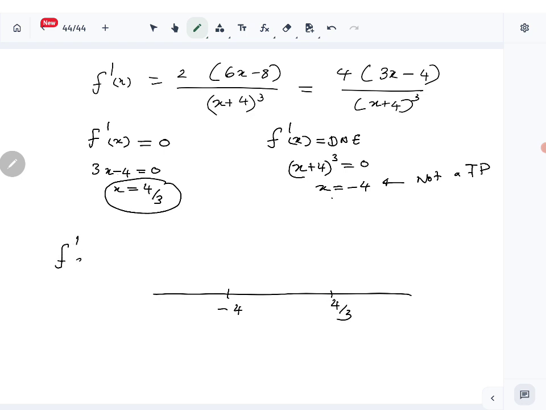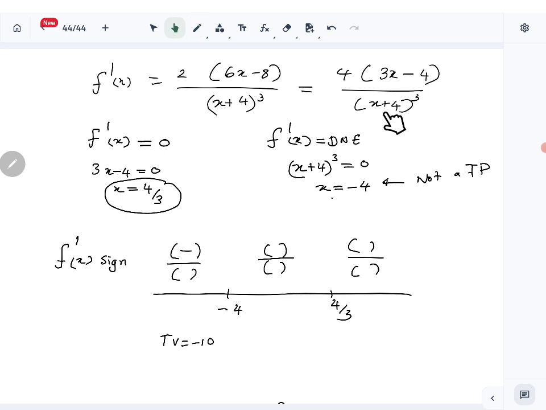So now figure out the derivative sign in each interval using test values. So you have two brackets. What happens in the numerator and the denominator? Let's take the test value as minus 10. Numerator is minus, denominator is minus cubed, so still minus. So minus over minus is plus. So this is increasing. Derivative positive means gradient positive, so increasing.